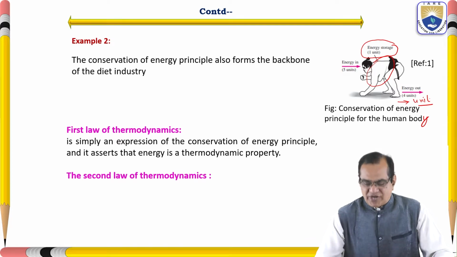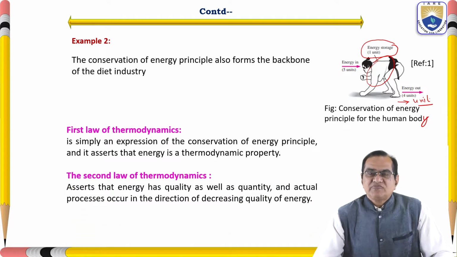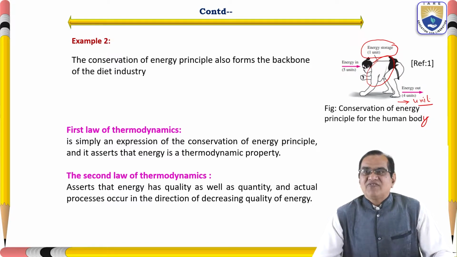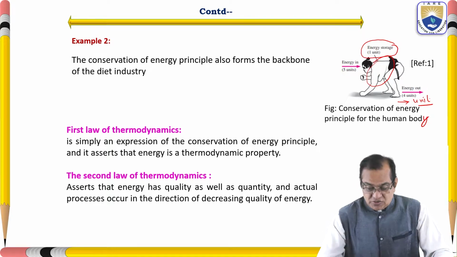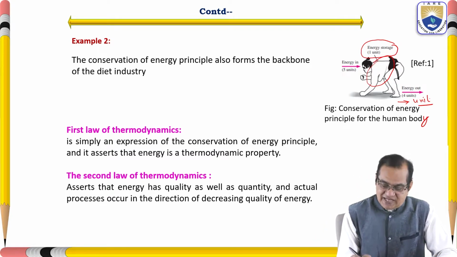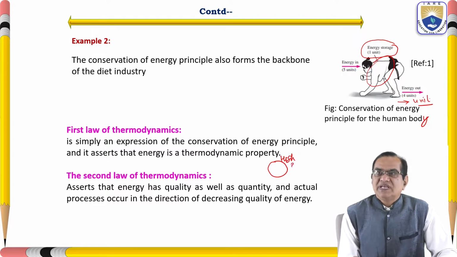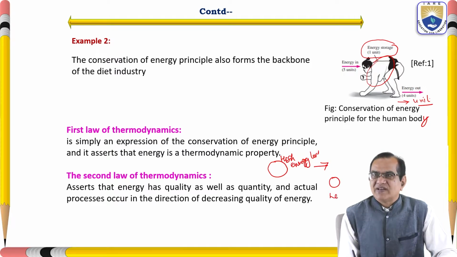The second law of thermodynamics asserts that energy has quality as well as quantity, and actual processes occur in the direction of decreasing quality of energy. So what happens in the second law is that energy will always flow from a high energy level to a low energy level.